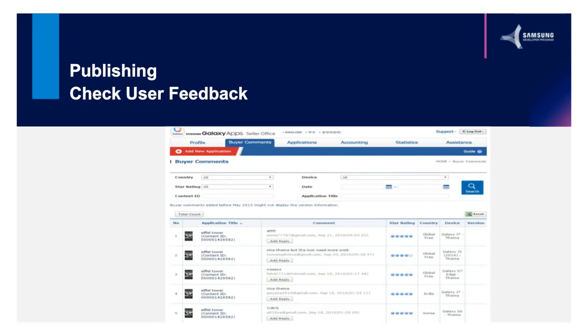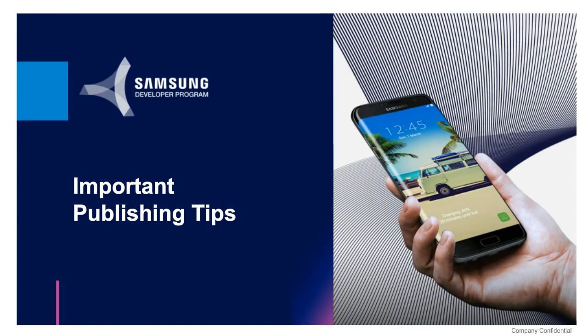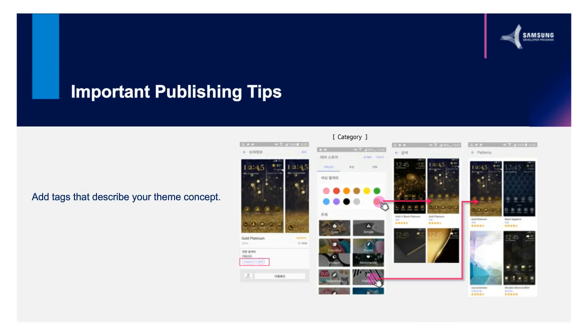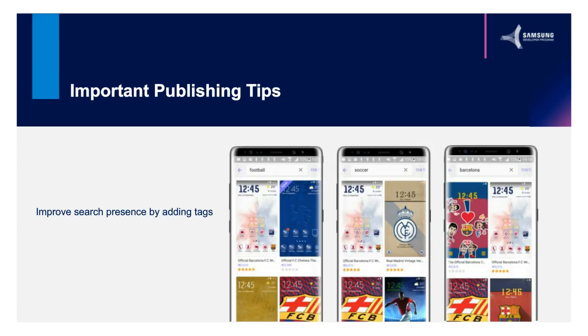And now some important tips for when you are publishing theme content. We do want you to add tags that are relevant to your app, which makes it easier for your users to search for your app. Here are a couple of examples of how relevant tags help users search for content, like football, soccer, and Barcelona, and it shows the relevant search results here.